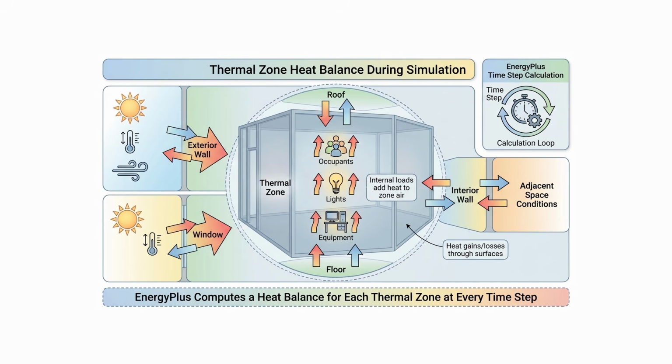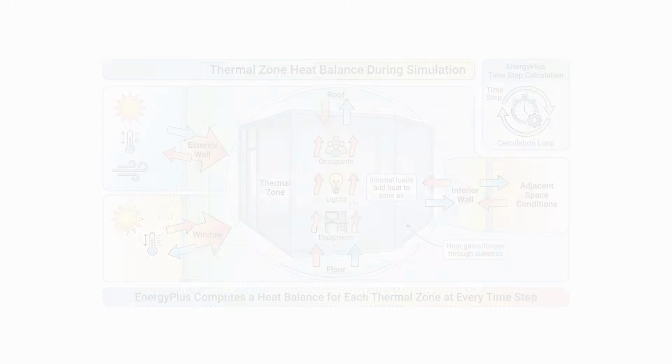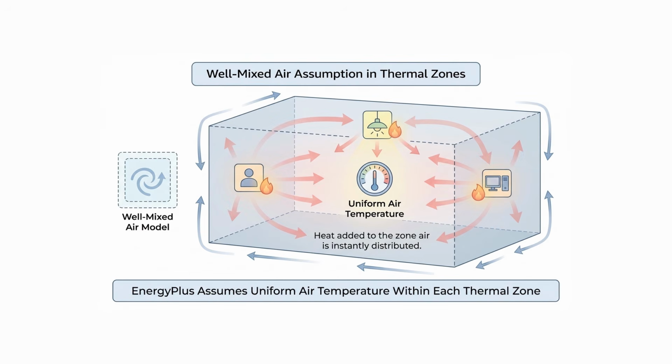During the simulation, EnergyPlus performs a heat balance calculation for each thermal zone at every time step. Heat can enter or leave the zone through its surrounding surfaces depending on the thermal boundary conditions, such as outdoor weather or neighboring spaces. At the same time, internal loads inside the spaces, like occupants or equipment, add heat to the zone air. To simplify the calculations, EnergyPlus assumes that the air within a thermal zone is well mixed. In other words, any heat added to the air is instantly distributed throughout the entire zone. As a result, the model assumes a uniform air temperature within the zone, meaning there are no localized hot or cold spots.